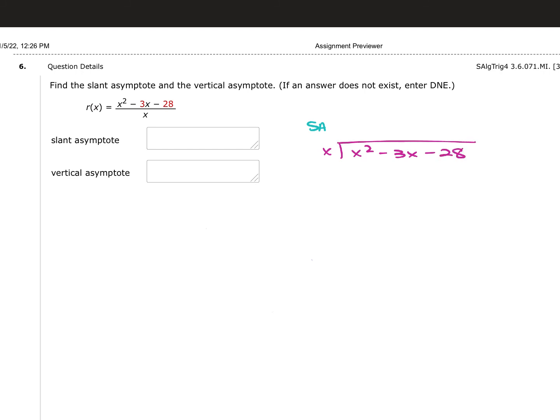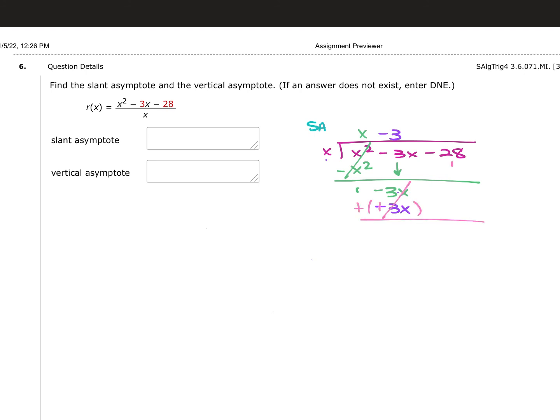You want to ask yourself, x times what is x squared? That's x. So put that up top. Multiply it. You have x squared. Subtract the two. That gives you 0. So you move down that -3x. You ask yourself, x times what is -3x? That's -3. So that's -3x. You subtract.